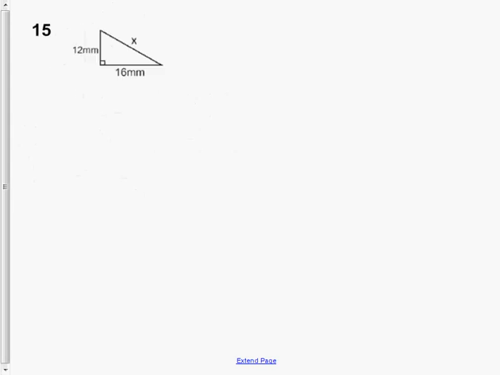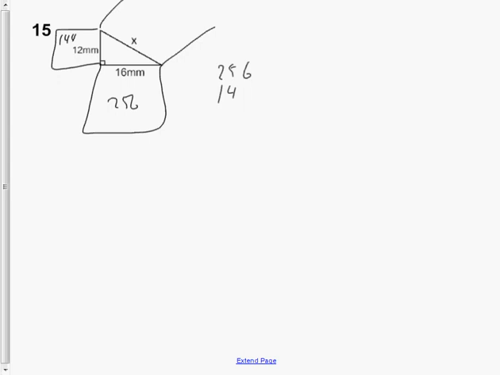Question 15, we have another right triangle. This time we're missing the hypotenuse, so I'm going to draw my squares. This is 144. This is 256. Now, believe it or not, maybe 6 or 7 people can't add 256 to 144. So right off the bat, if I'm adding 200 and something plus 100 and something, I know my answer is going to be at least 300, right? But if I add this up, 6 plus 4 is 10. Carry my 1. 1 plus 2 plus 1 is 4. So therefore, the area of this square is 400 millimeters squared, which means the side length of that is going to be 20 millimeters.